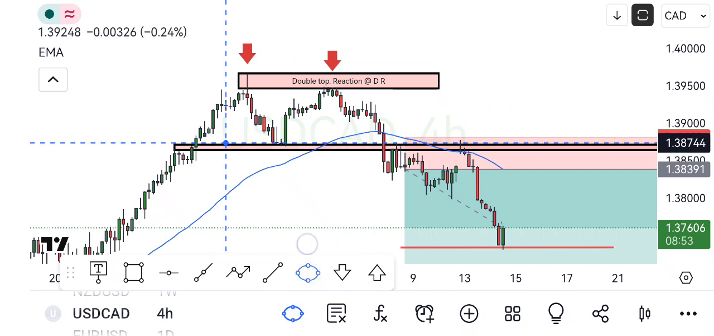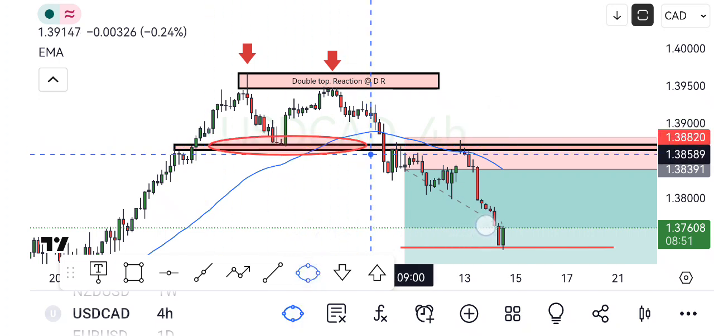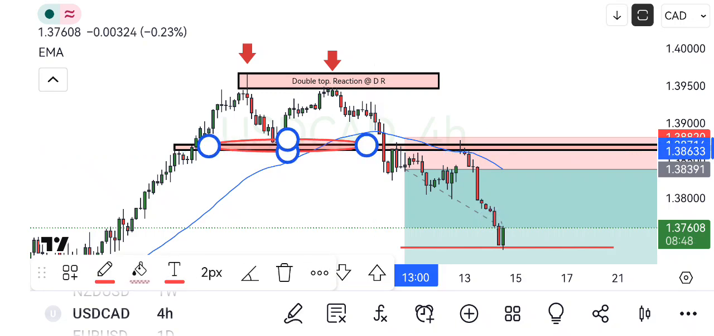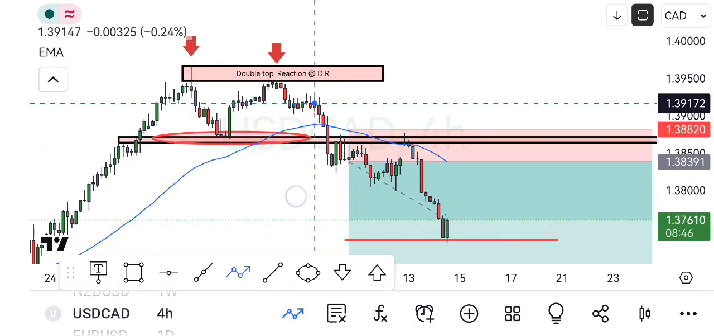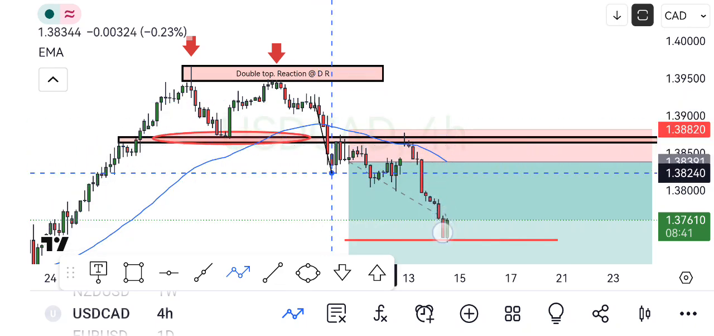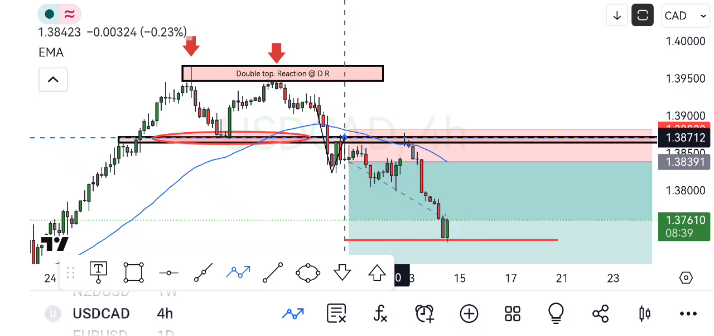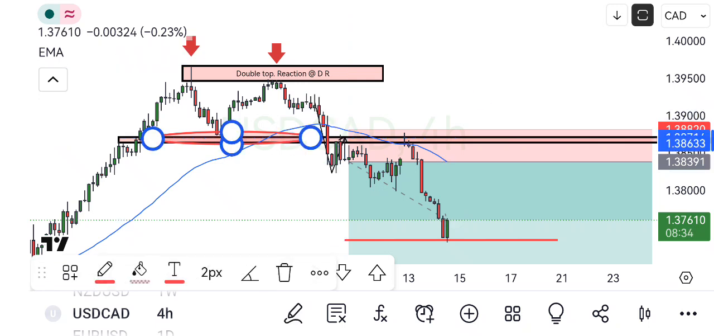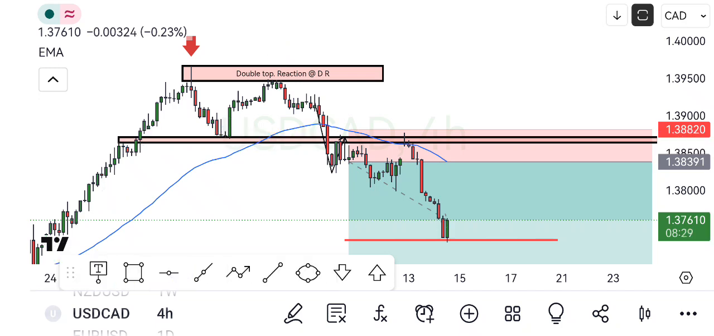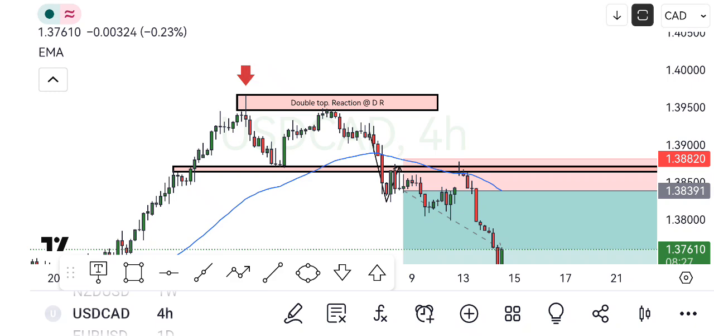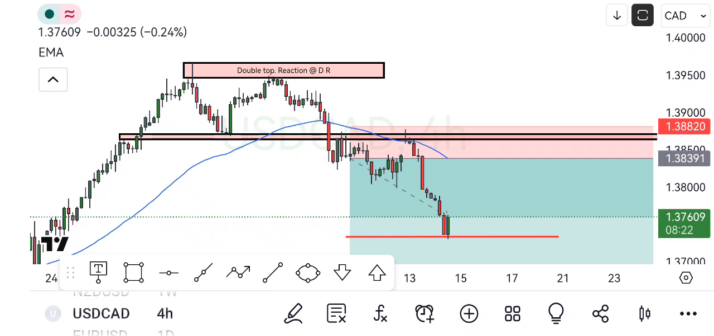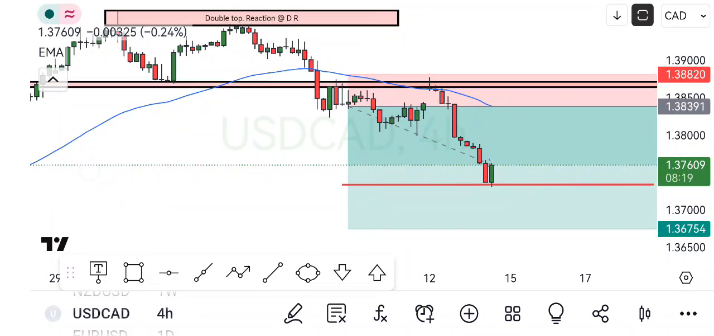We had this beautiful support area which the price broke. Now it came back to retest. You understand this, right? I understand that I'm being fast because I've already explained this analysis in full. Just go back to the first part of this analysis. You'll understand properly if you're not catching me right now.